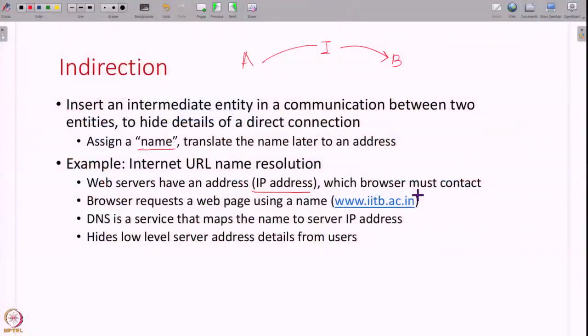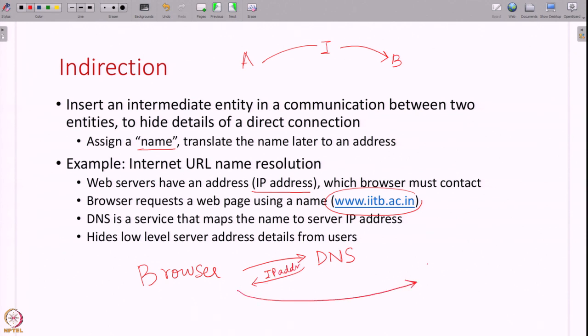For example, IIT Bombay's web server might have a name like this, and in the top part of your browser, you will type this name. Then your browser will contact something called DNS, which resolves this name and gives you the IP address of the server. Then your browser can send a message to the web server using hierarchical routing, and the message will reach the web server. So this DNS is adding one level of indirection. You give a name, it gives you an address, and then you can talk to the address.